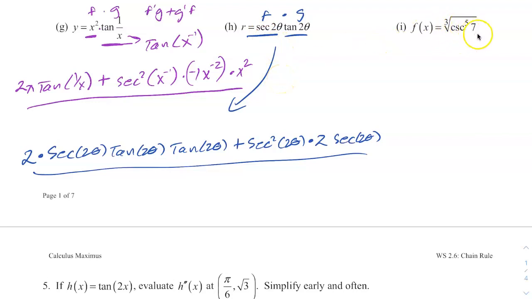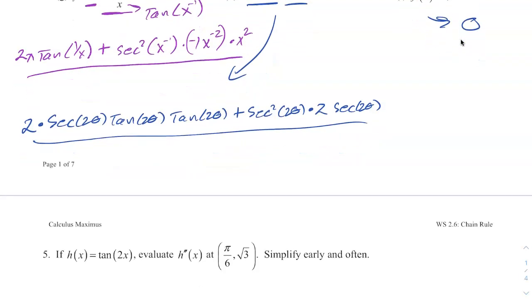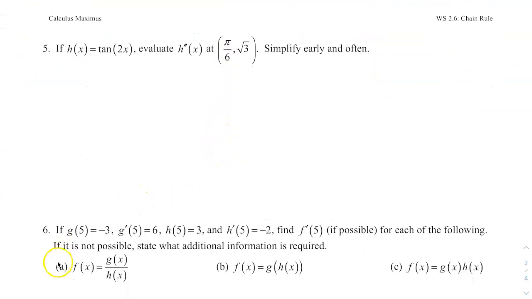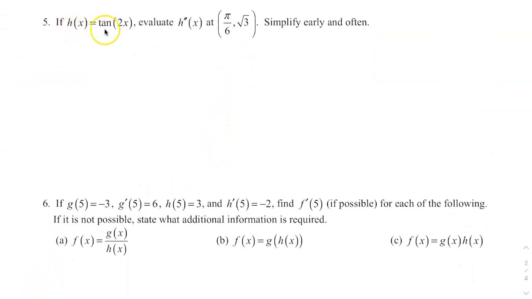The next one. So you want to rewrite it, but before you do it, look at it. What do you notice? There's no variable. There's no x. My variable here is x. There's no x. What's the derivative of something without a variable? 0. It's a constant. There's that.